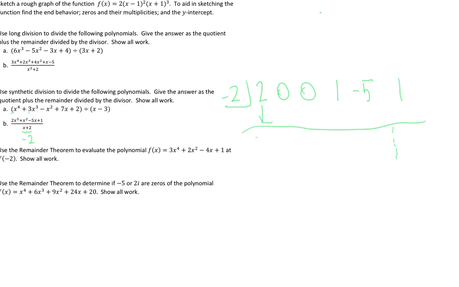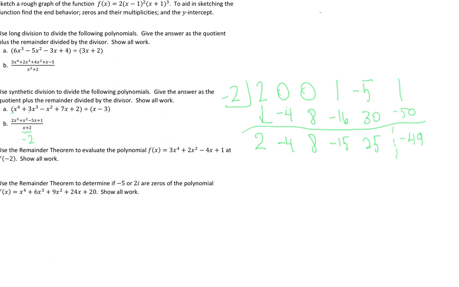So we bring that down, we get 2. 2 times minus 2 is minus 4. Add those together, you get minus 4. Minus 4 times minus 2 is positive 8. Add those together, you get positive 8 again. 8 times minus 2 is negative 16. Add those together, you get minus 15. Minus 15 times minus 2 is positive 30. Add that down, you get positive 25. 25 times minus 2 is going to be minus 50. Add those together, you get minus 49.